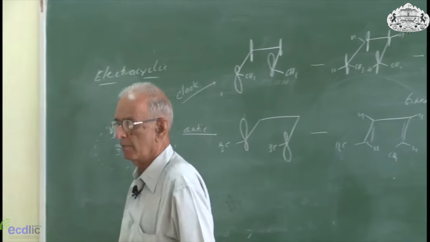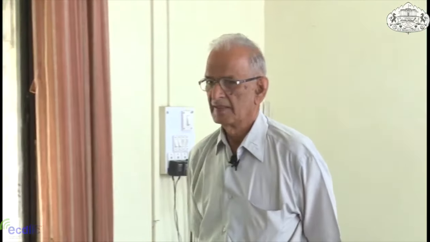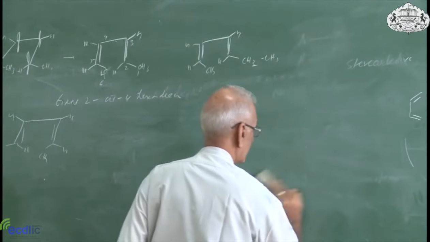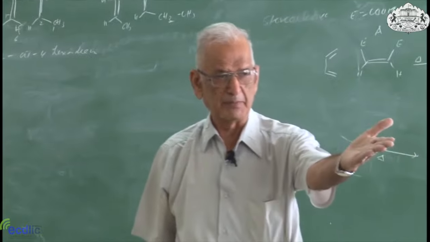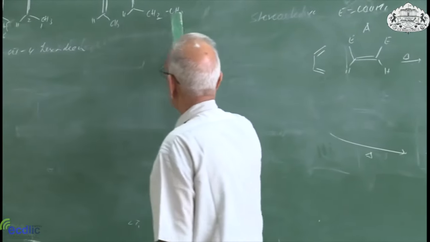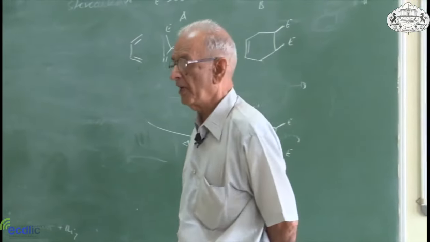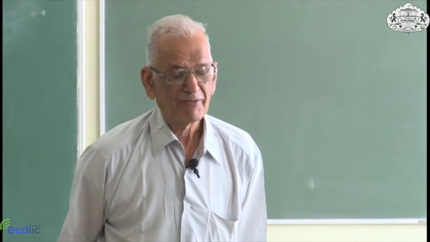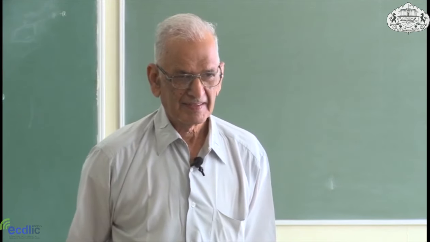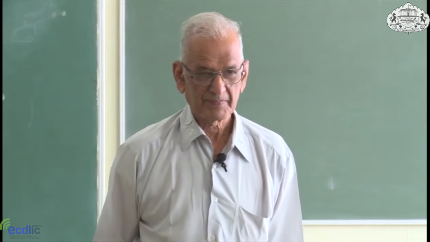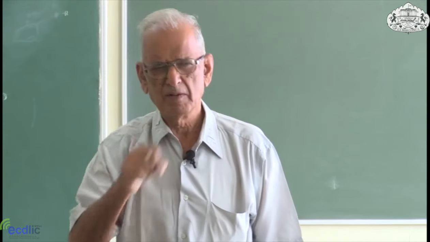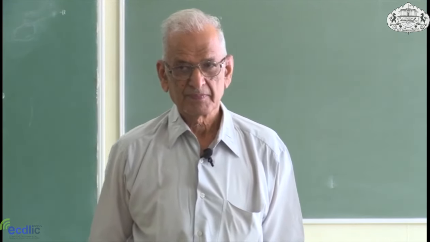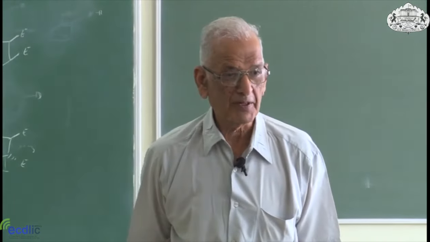In my starting material, both my substituents were methyl groups. Now I have taken one methyl group and one ethyl group. What systematic name will you give to this compound? Where should I start numbering, from here or from here? From where should I start the numbering? Will you start from the methyl group or the ethyl group?